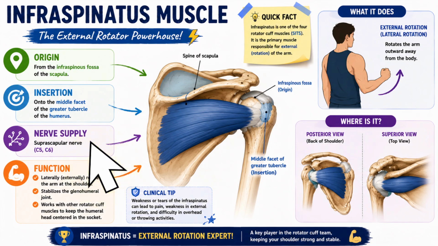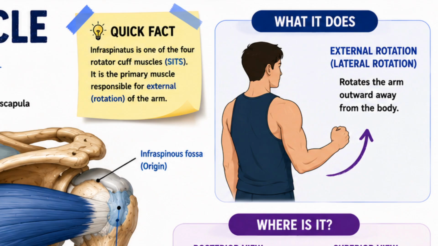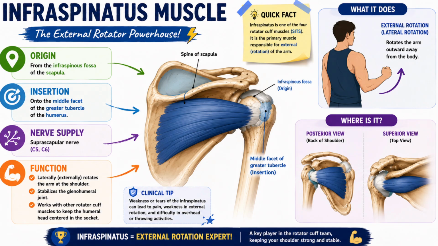The function of the infraspinatus muscle is external rotation of the shoulder joint. The movement is essential for throwing a ball, serving in tennis, opening the door, reaching your back, and combing your hair. So all these movements are initiated by the infraspinatus muscle.